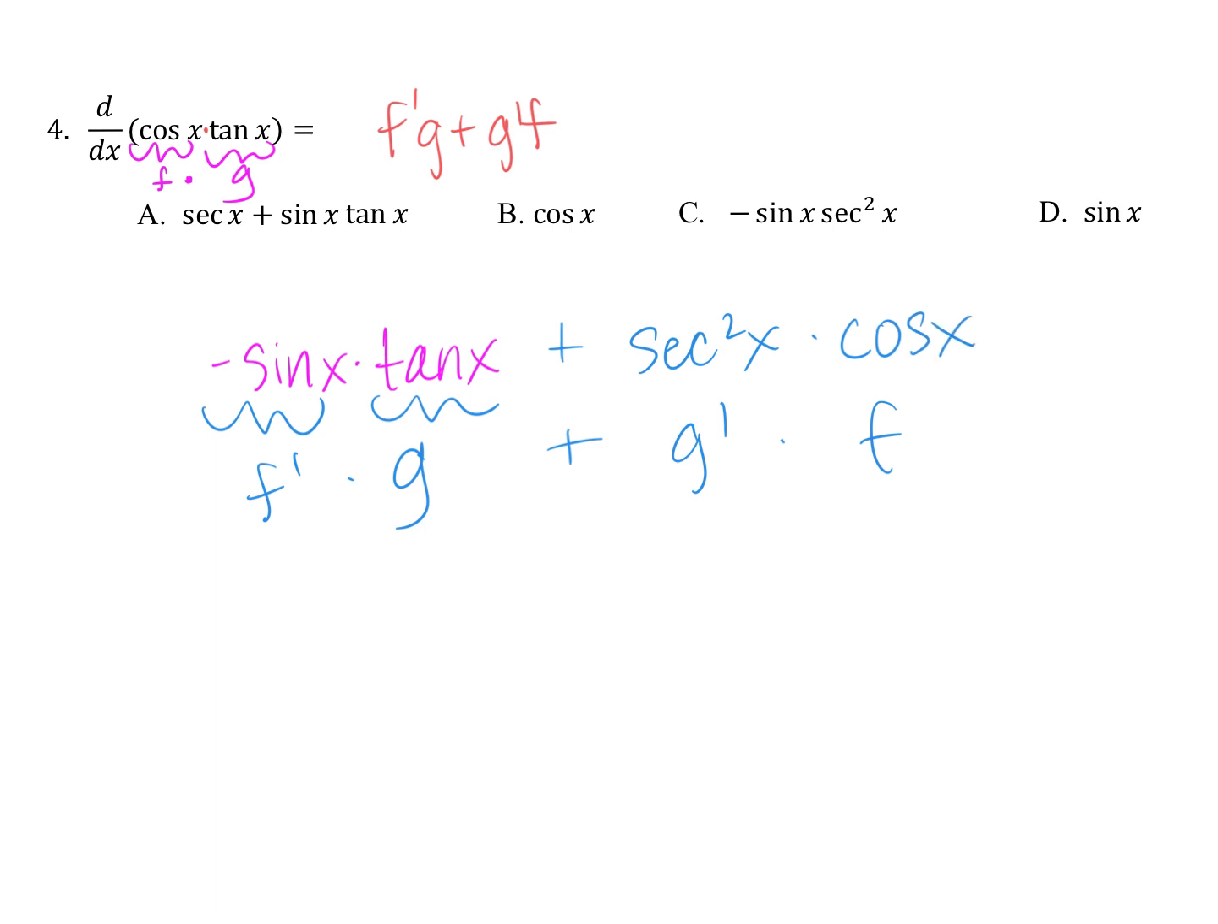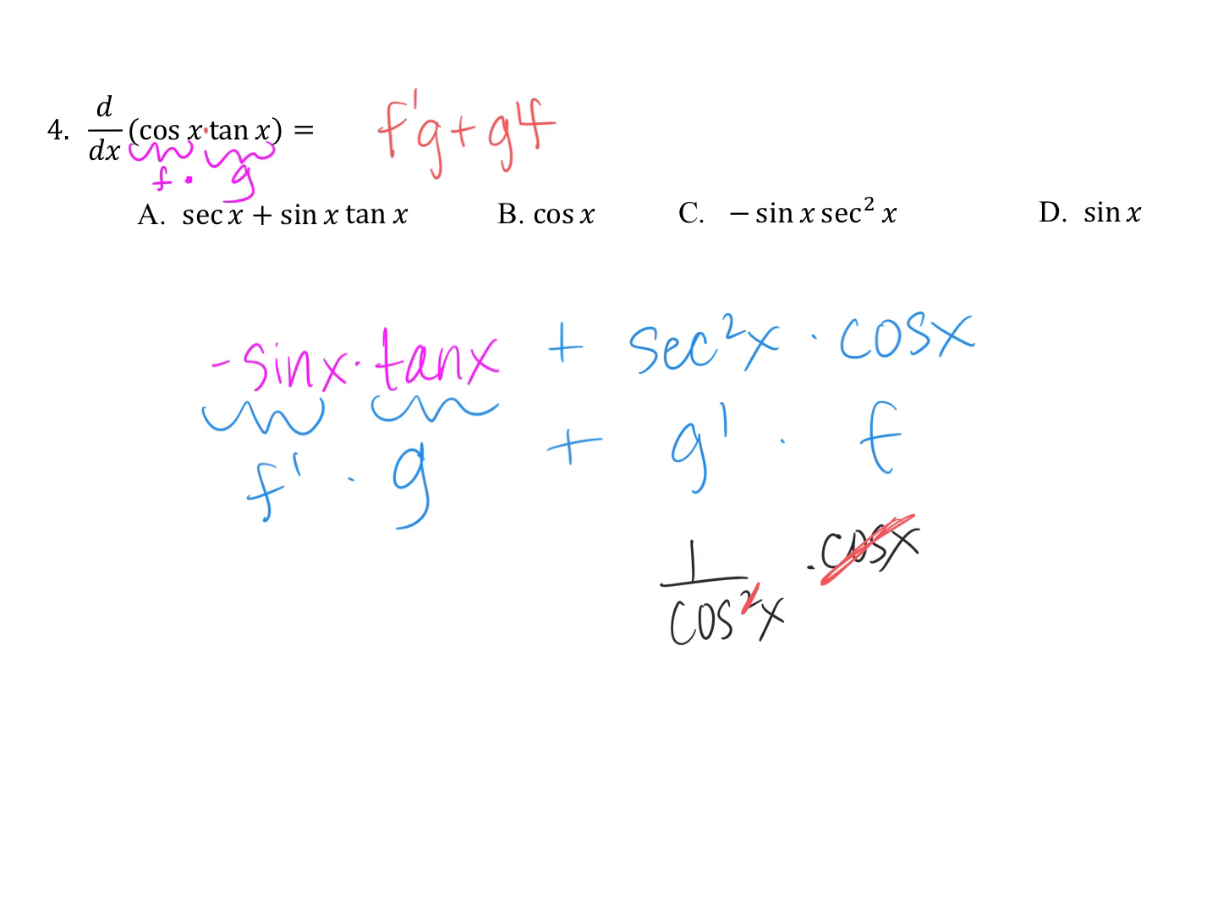Is that an answer? That's gross. It's not an answer. But let's talk about this. What's secant squared the same as? 1 over cosine squared times a cosine. So we do get to cross one of these out, because we don't have any addition going on.